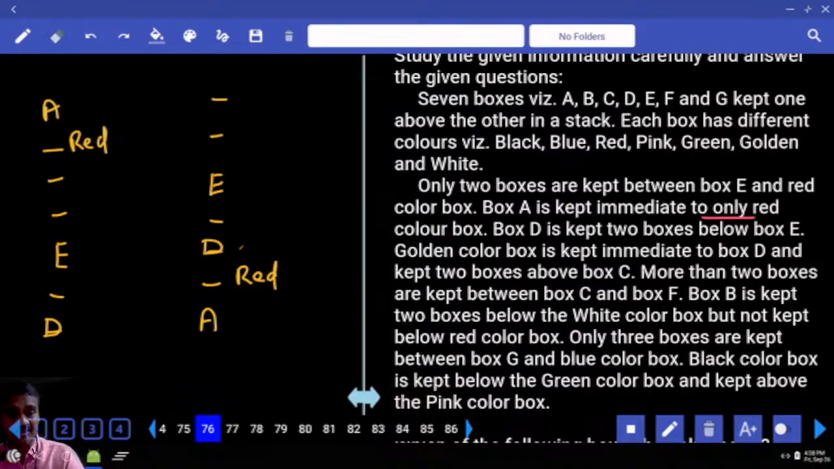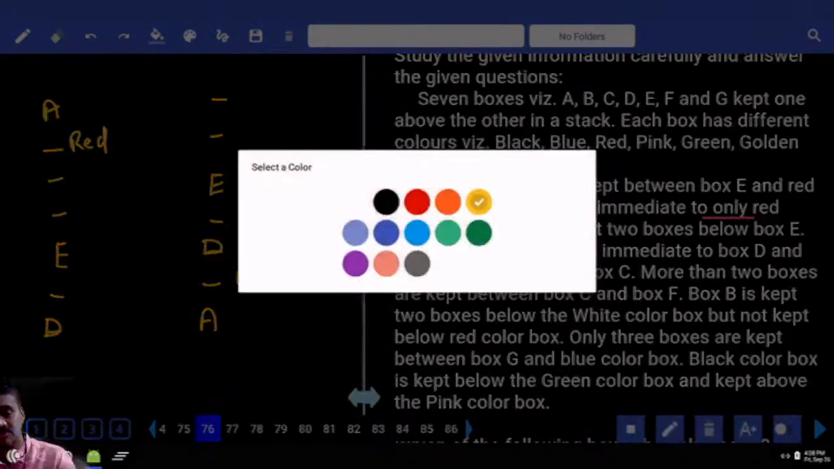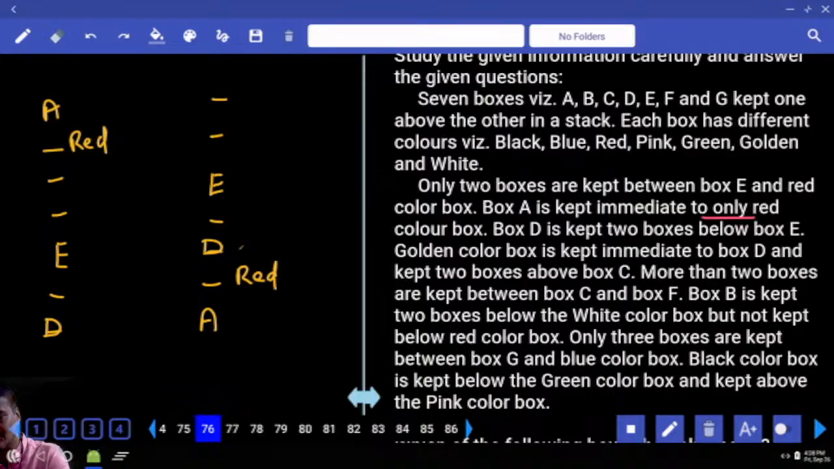And the gold color box is kept immediate to D. Now this is the gold color box, immediate to D, and kept 2 boxes above C. Sorry, gold is immediate to D. Hence gold is here.